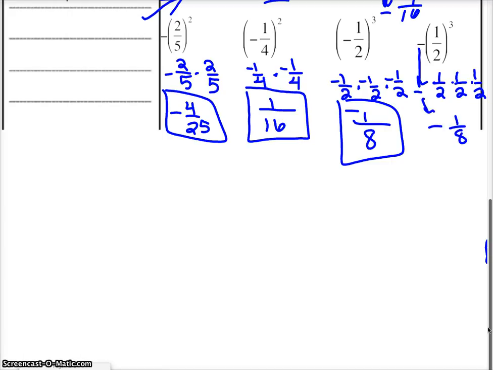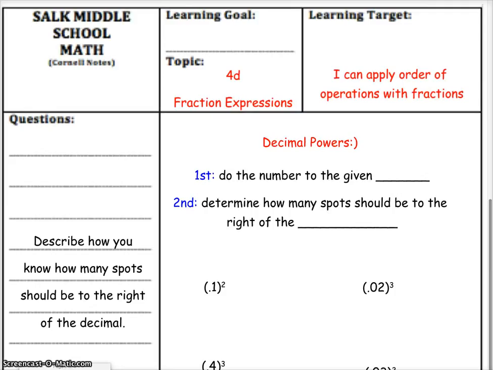Negative 1/8. Okay, that's fraction powers. They get tricky with the negative, so be careful there. Now we have decimal powers. I kind of like decimals. It's quick to do decimals.